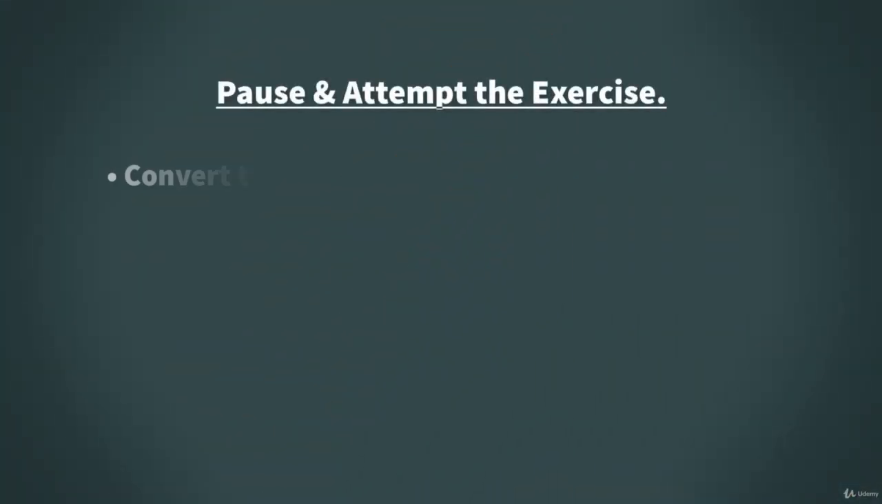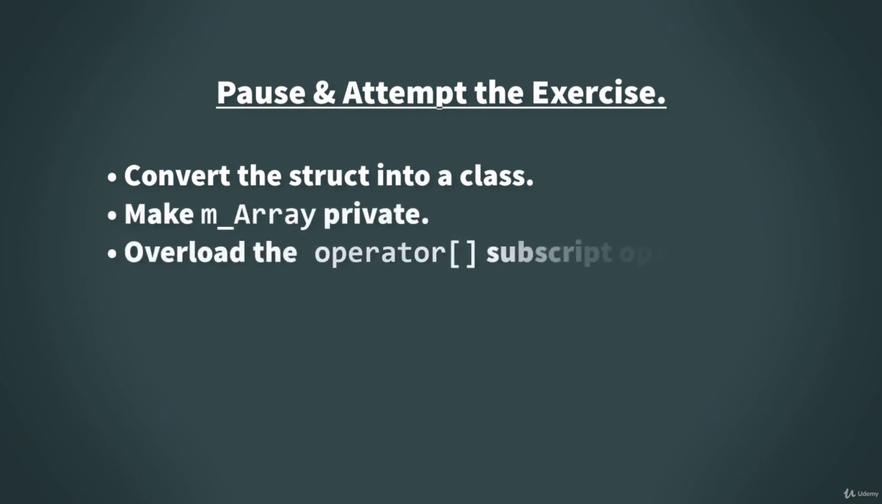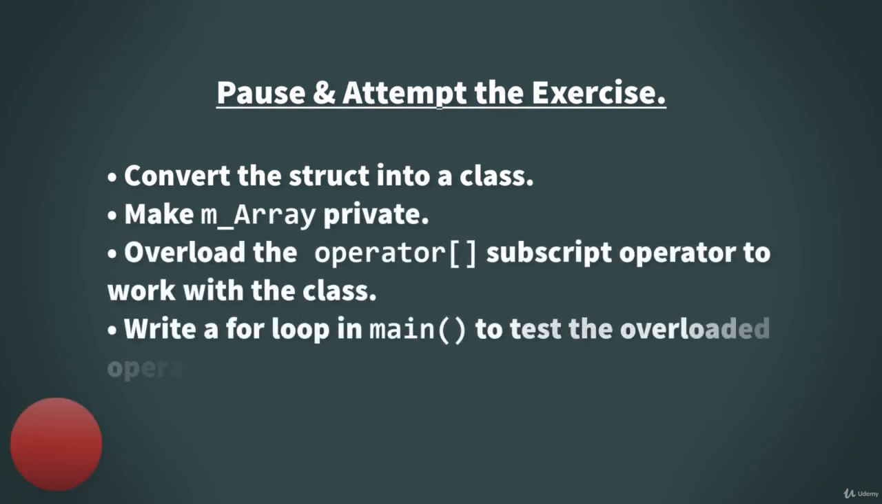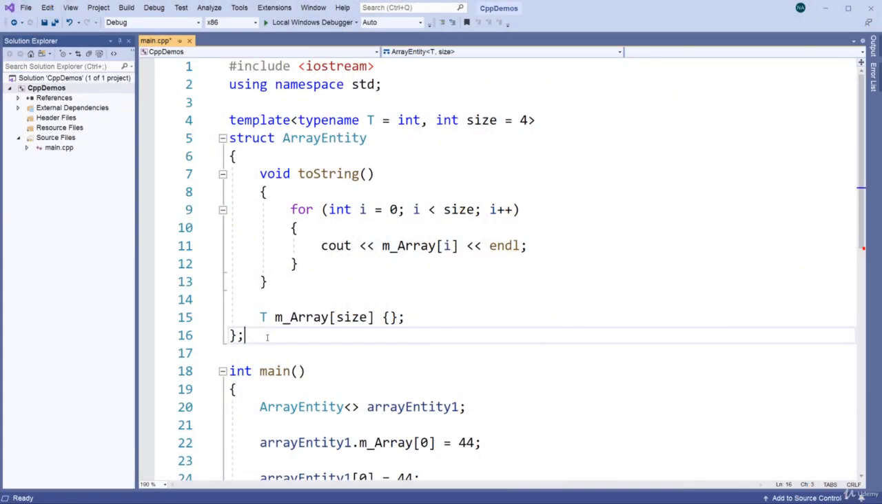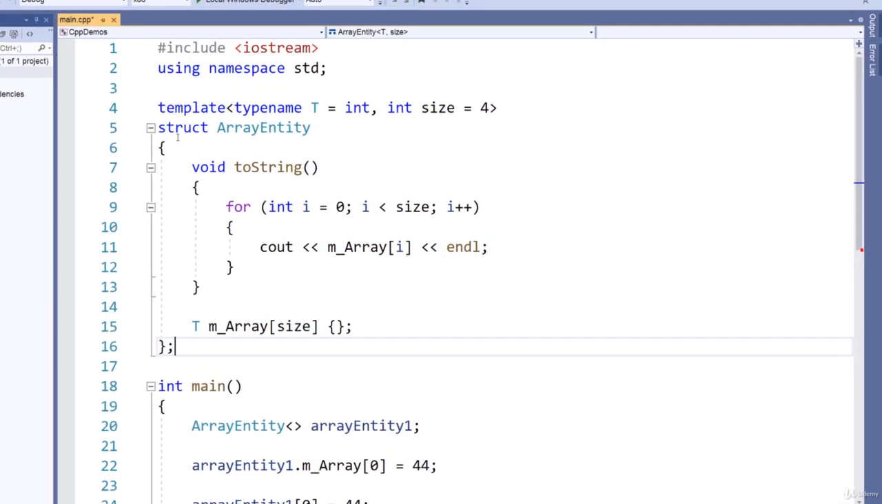For an exercise, convert the struct into a class and then make marray private. Then you want to overload the subscript operator to work with the class. Then instead of using the current toString function, I wanted you to write a for loop in main to test the overloaded subscript operator. Alright, let's convert this array entity into a class.